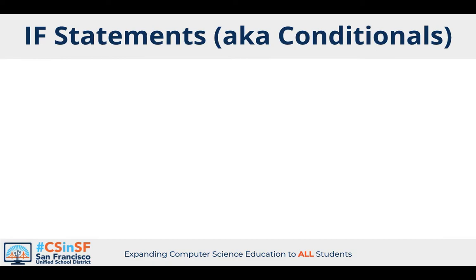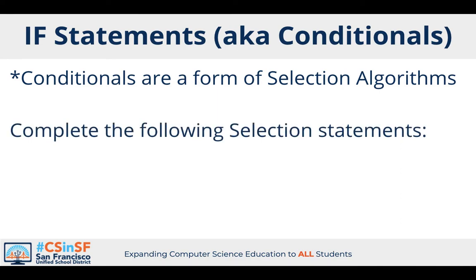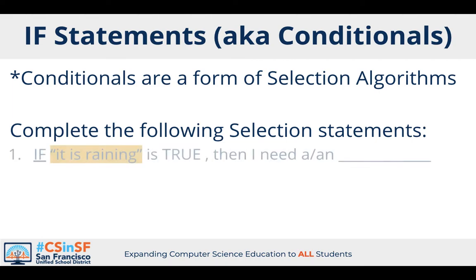So a form of selection algorithm, a very common form, is what's called conditionals. We sometimes call conditionals if statements. So if this, do this. If that, do something else. Here are some basic selection statements to show you an idea of how selection might show up in an algorithm.